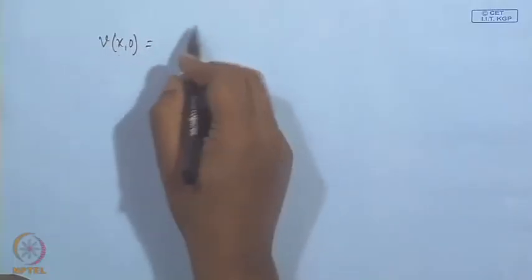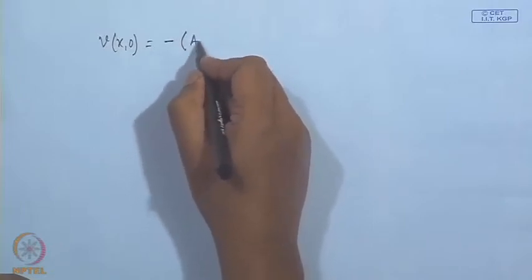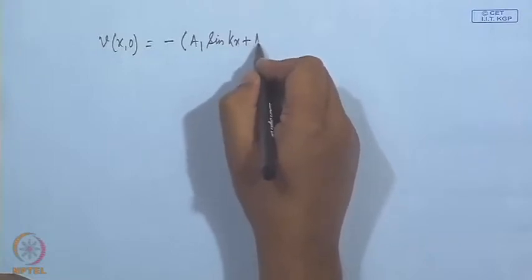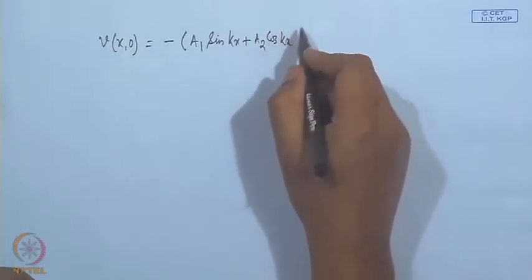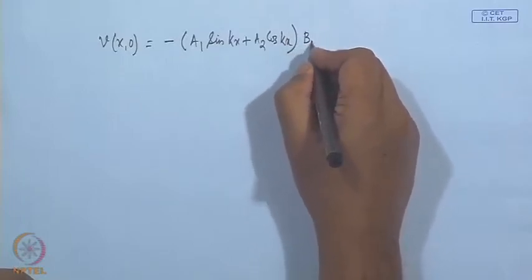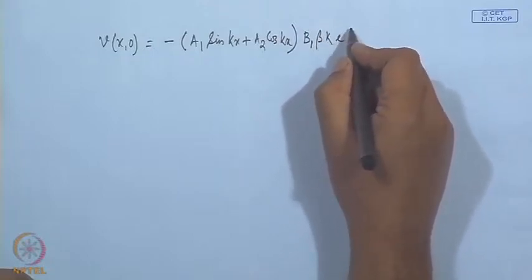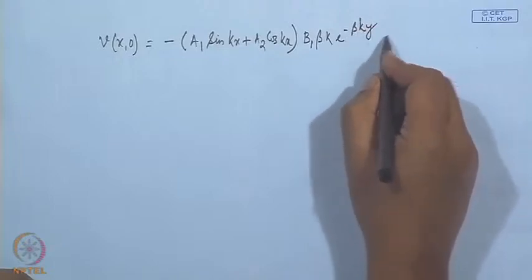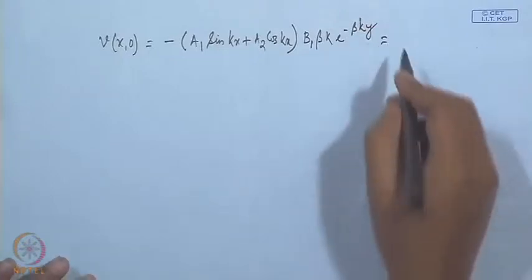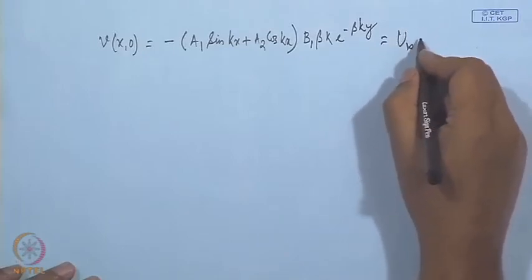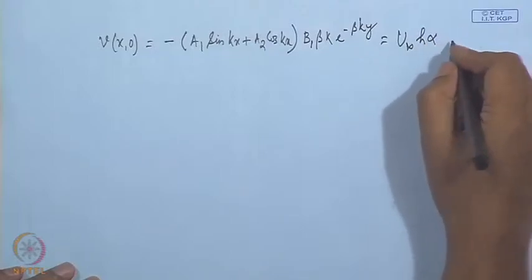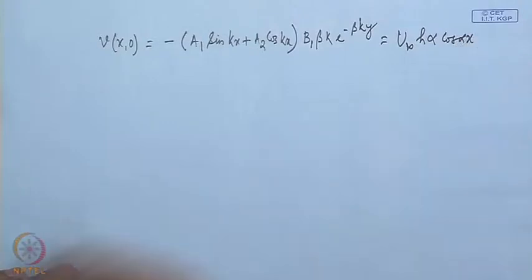so V x 0 becomes minus a 1 sin k x plus a 2 cos k x into b 1 beta k e to the power minus beta k y, that equals u infinity into dy dx, that makes u infinity h alpha cos alpha x.